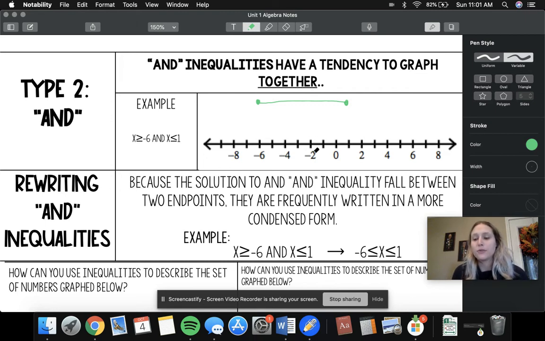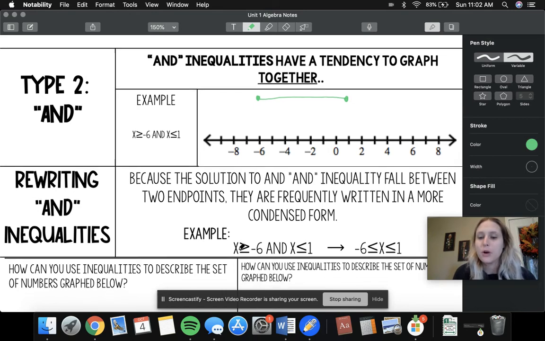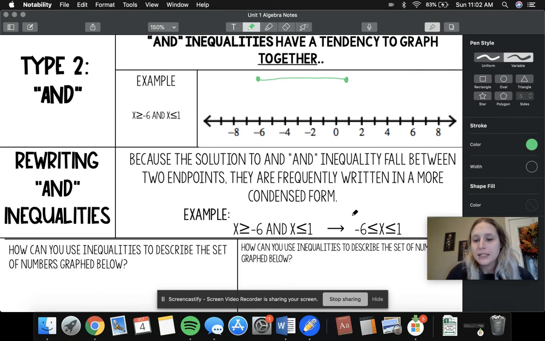Okay, so when we rewrite inequalities that fall between two endpoints, they're usually written in a more condensed form because writing the word and just takes a lot of time. So for that example that we just had, x is anything greater than or equal to negative 6 and less than or equal to 1, this is a more condensed version of how we could actually write this.